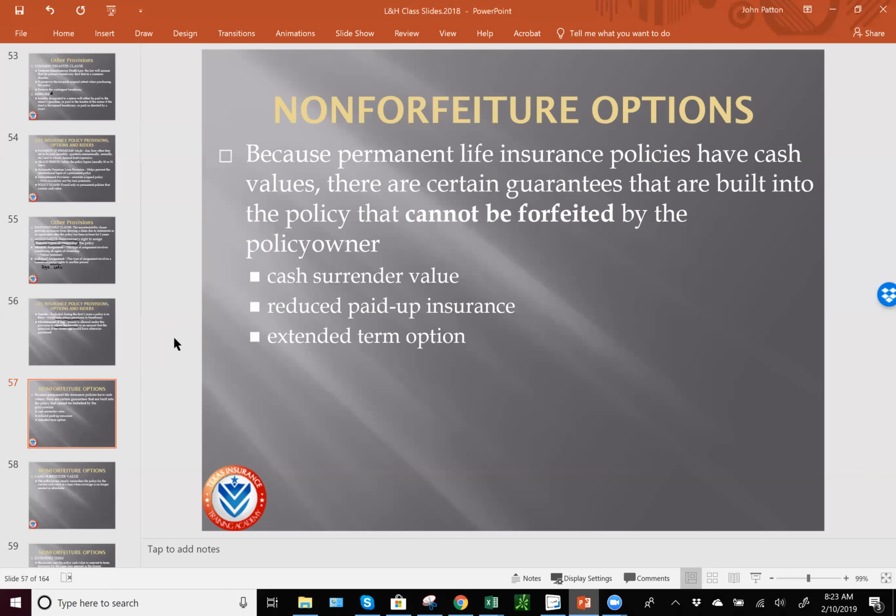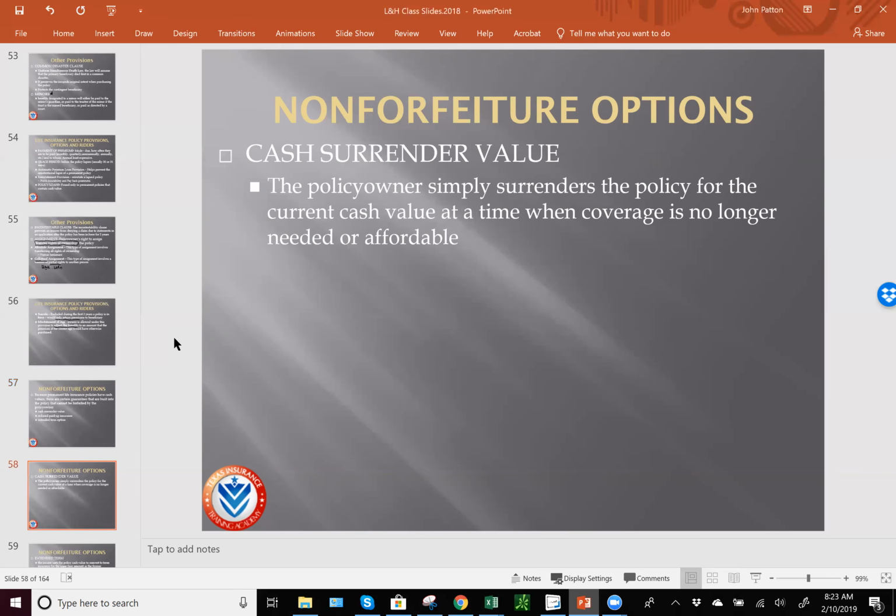First is called cash surrender value. Next, we have reduced paid up insurance. And next, we have extended term options. So let's look at each one of these. First, cash surrender. The policy owner simply surrenders the policy for the current cash value at a time when coverage is no longer needed or affordable. So you surrender your policy and they send you your money.